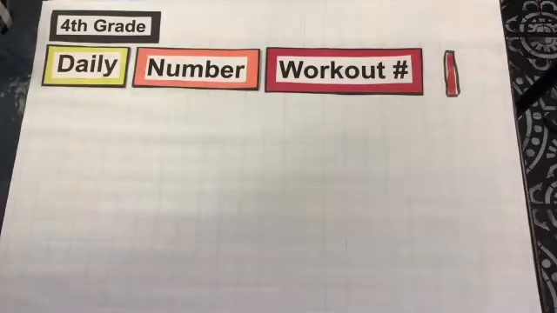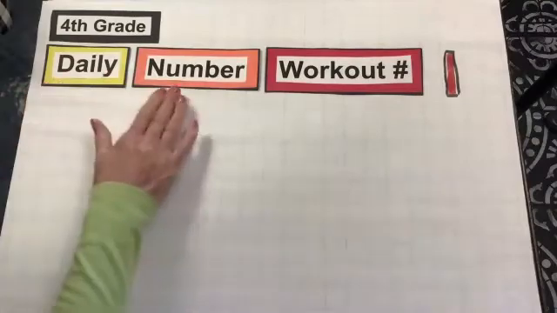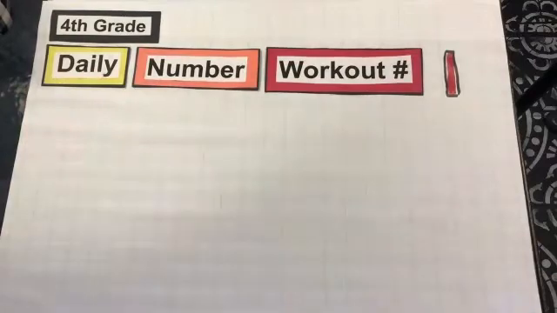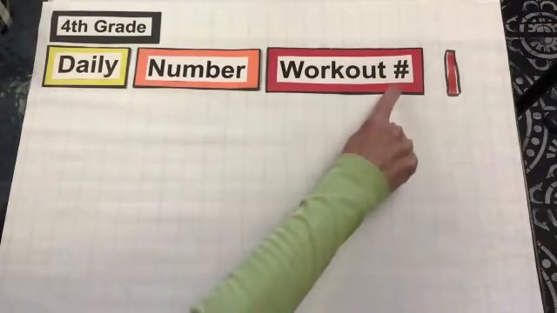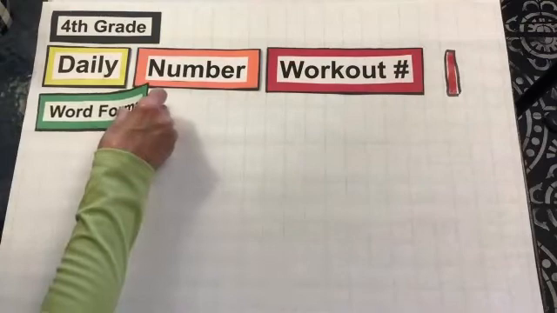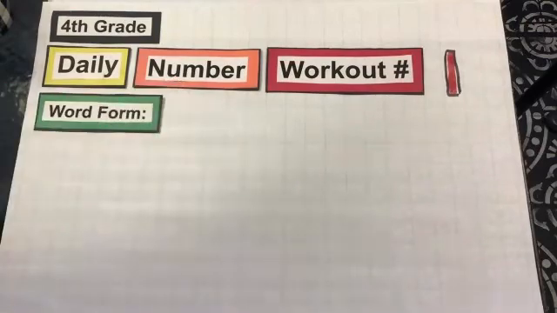So let's start by heading your paper, daily number workout number 1. Today is our introduction to the daily number workout, so we'll take our time and get a good start. Once you have daily number workout at the top, number 1, and you can make that number symbol, then you're going to write word form on your paper, right underneath that.